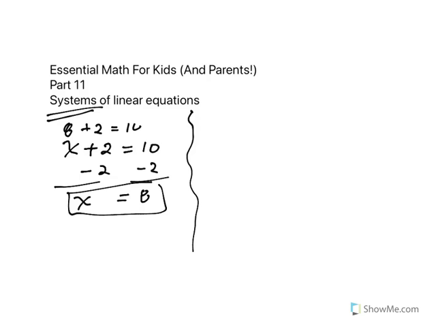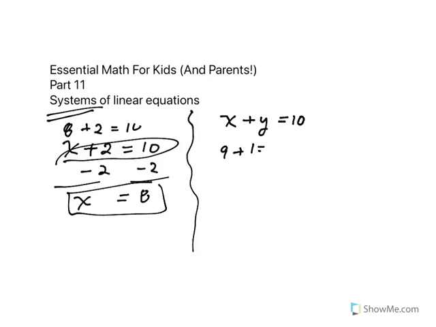Systems of linear equations is where there's two variables. So imagine instead of saying x plus 2 equals 10, I say x plus y equals 10. That question, if you think about it, doesn't have an answer. It has many answers. There's many things that add up to 10.